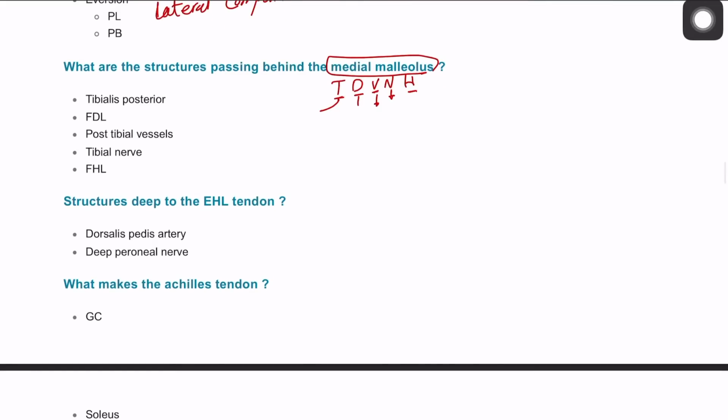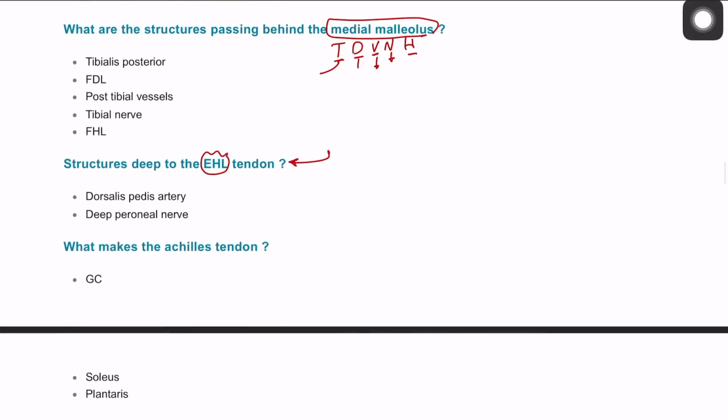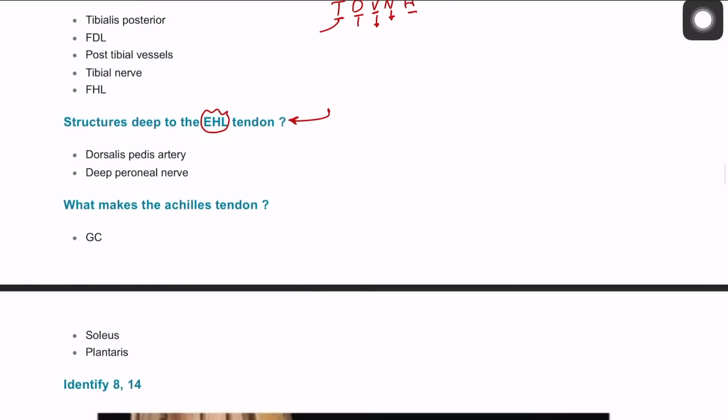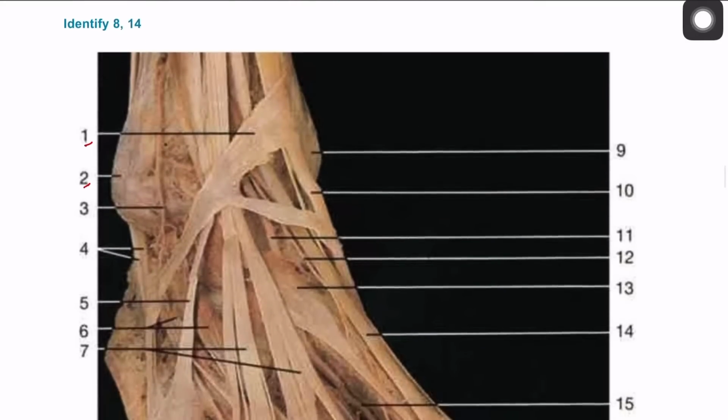Another question is about the structures deep to the extensor hallucis longus. That will be the deep peroneal nerve and dorsalis pedis artery. What makes up the Achilles tendon? It is made by the superficial part of the posterior compartment, and that would be gastrocnemius, soleus, and plantaris.